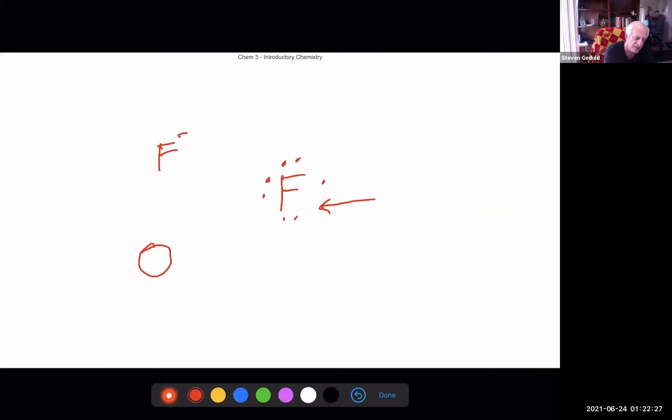So we make 6 dots. 1, 2, 3, 4. You spread them around, and then pair up 2 of them. That gives you 6. You cannot put it like this. This would be wrong. You've got to spread them out as evenly as you can, and you can't leave one side blank. So oxygen has 6, and you put 6 dots.